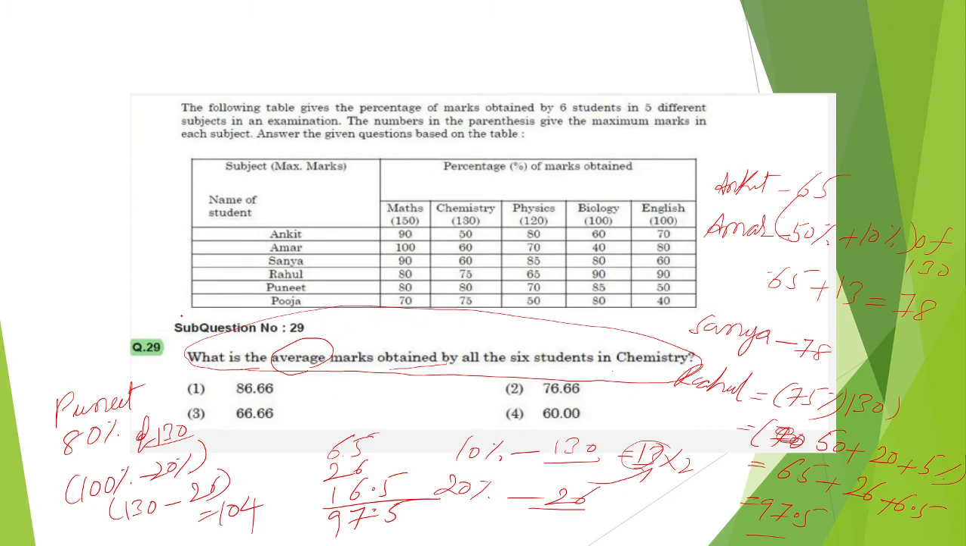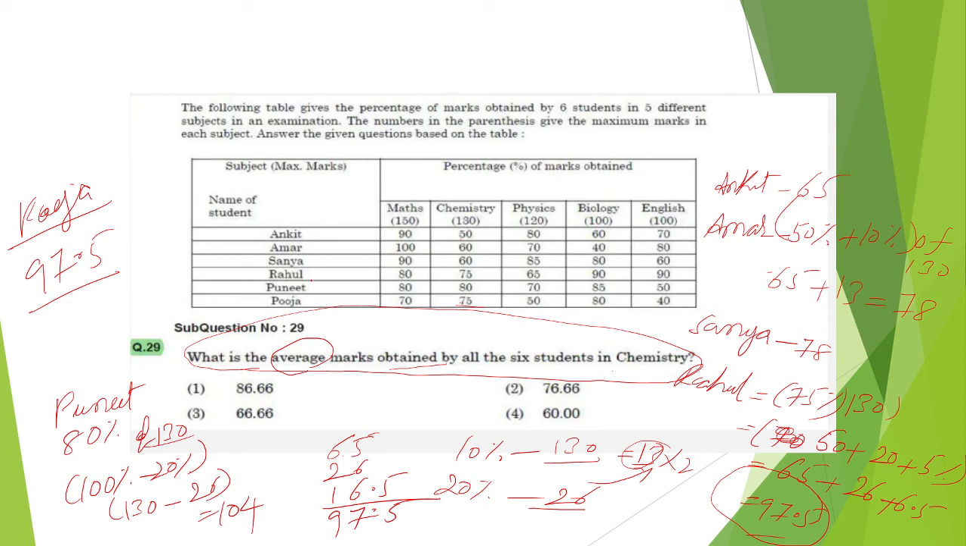Next, Pooja. Pooja got 75 percentage, same. Rahul also got 75 percentage of 130, and Pooja also got 75 percentage out of 130. That means we can take from Rahul only. No need of calculation again. We have to reuse the calculation. We should not waste our time in the exam. So Pooja also got 97.5 marks.